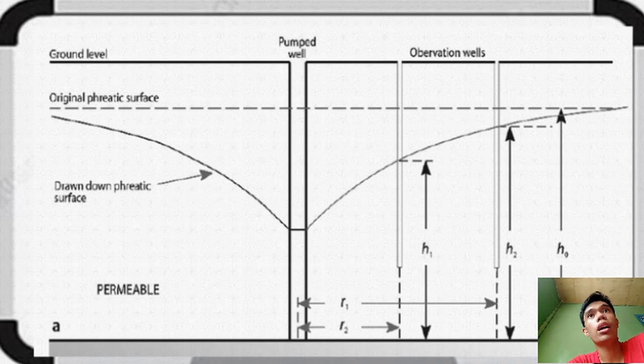So since na naman siya bangag, mao nang ang nahitabuan sa original phreatic surface kay na-slope down ug nahimog drawn down phreatic surface. So mauna na siya.